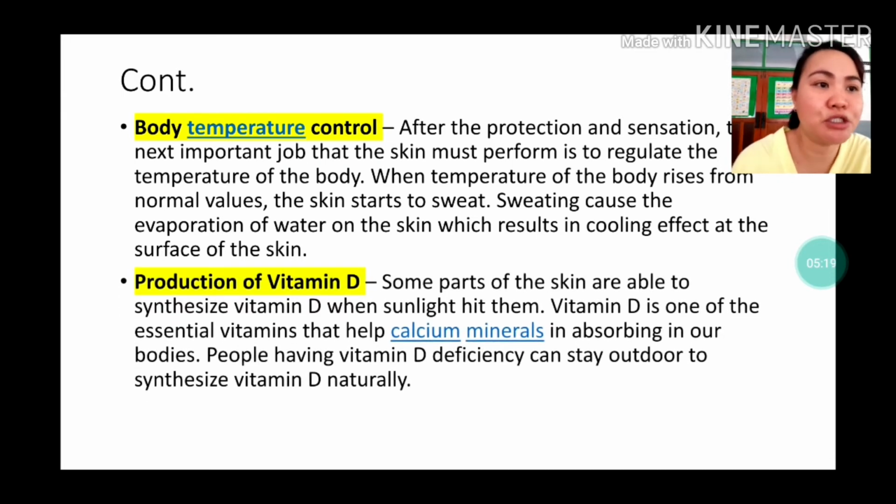Next is production of vitamin D. Some parts of the skin are able to synthesize vitamin D when sunlight hits them.